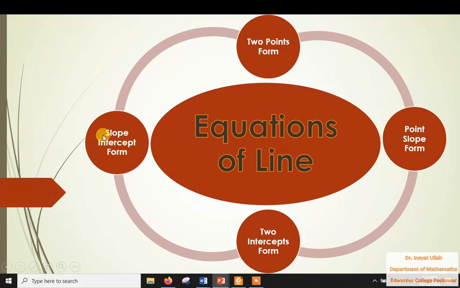Now we will discuss the slope intercept form of the equation of a line, the 2 intercepts form of the equation of a line, and the point slope form of the equation of a line. This topic will also be repeated here. So let us start. How could we find the equation of a line following these 4 forms?